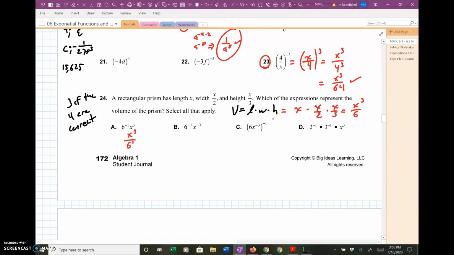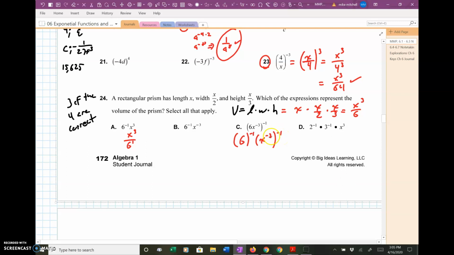Try number B. I do want to show you something on number C. I'm going to let you do D on your own. Distribute this negative, it gets applied to both terms. So this is going to be 6 to the -1, or if you're Mr. Sheehan, you might write it like this: 6 to the -1, x to the -3 to the -1.